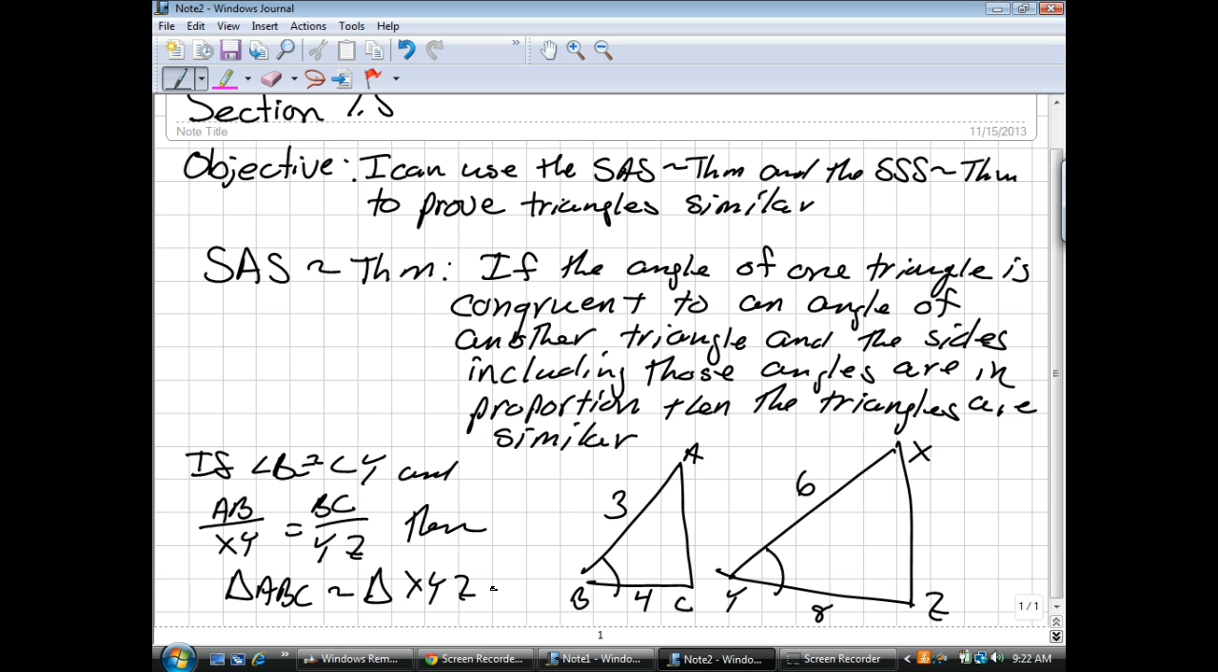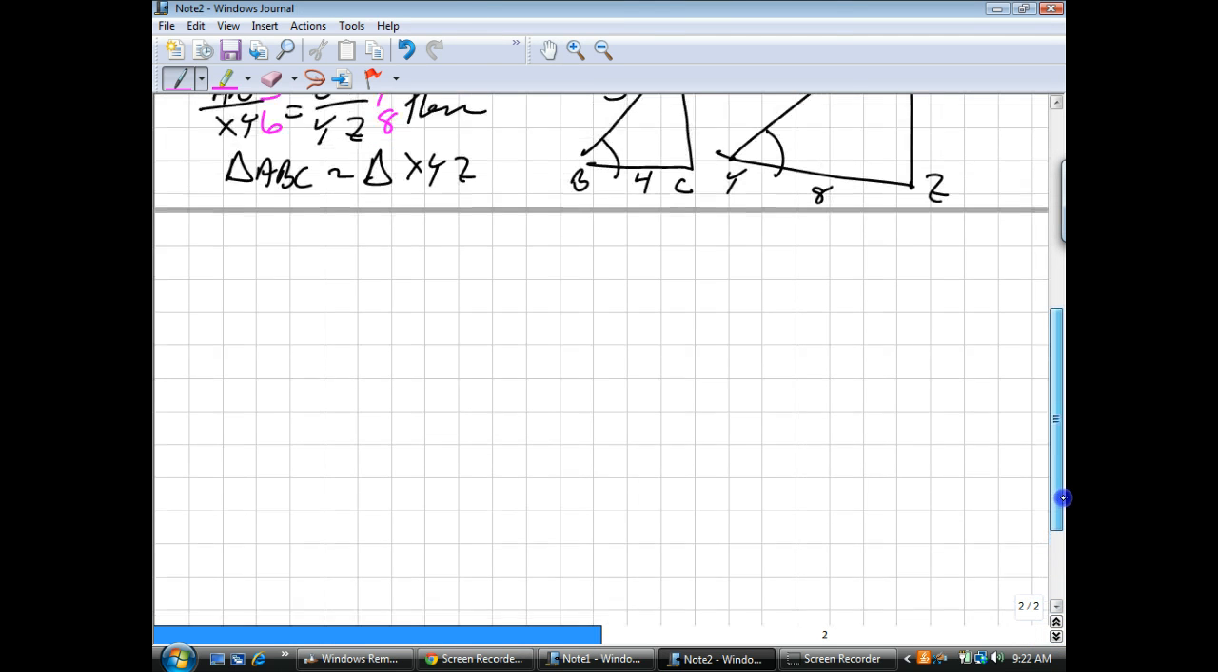Okay? And notice that the sides are in proportion because AB is 3, XY is 6, and BC is 4, and YZ is 8. So that is a true statement. Okay, so then we can say those triangles are similar.